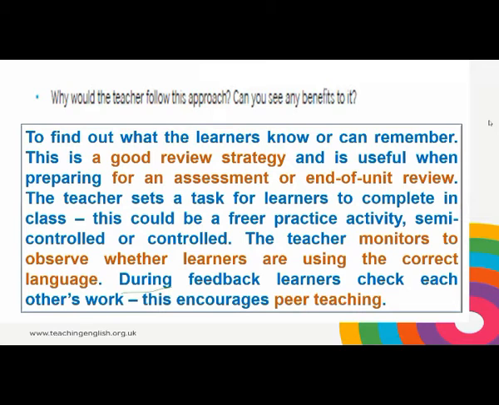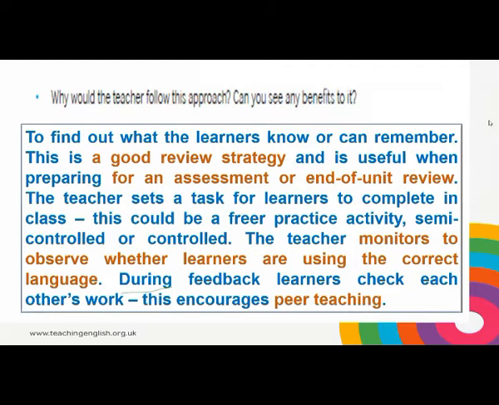To find out what the learners know or can remember, this is a good review strategy, and it is useful when preparing for an assessment or end of unit review. The teacher sets a task for learners to complete in class.